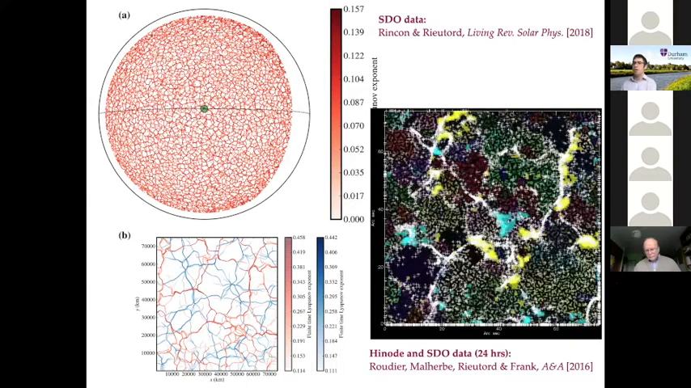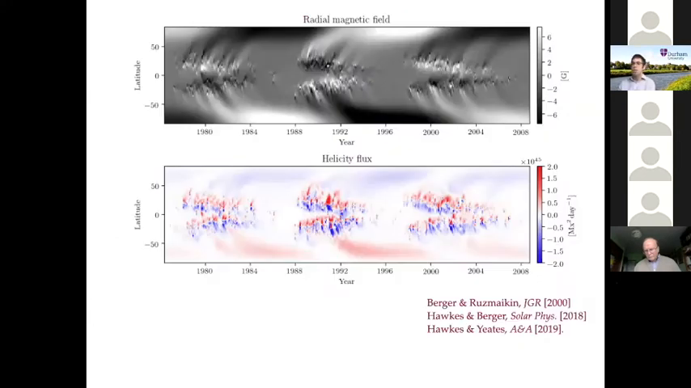This is work that I did recently with Gareth Hawkes, who is a PhD student at Exeter of Mitch Berger's. He had been updating some earlier calculations done by Berger and Ruzmaikin, where they were trying to estimate how much helicity the sun was ejecting from differential rotation. That was just from observations. Here we introduced the flux transport model to cover the full solar surface and deal also with the higher latitudes. And this is one of the results from our paper.